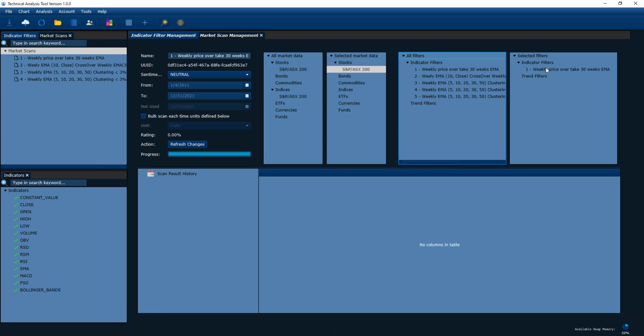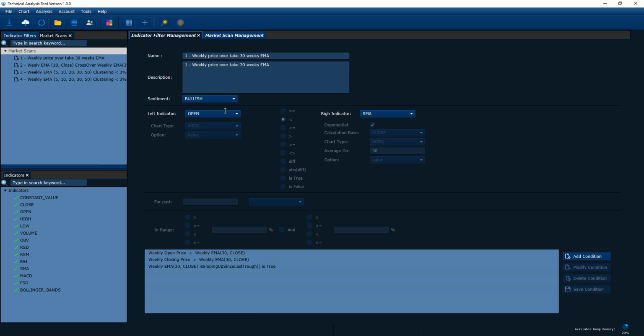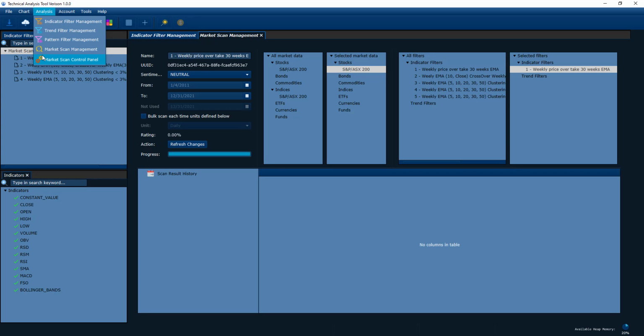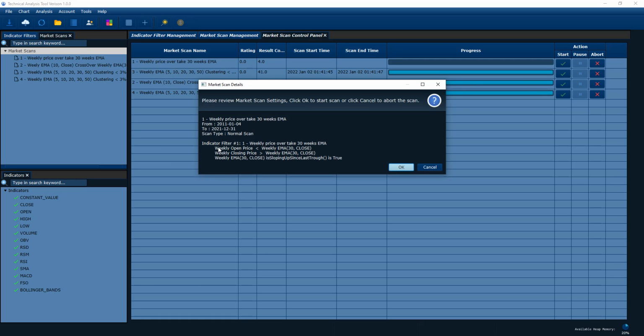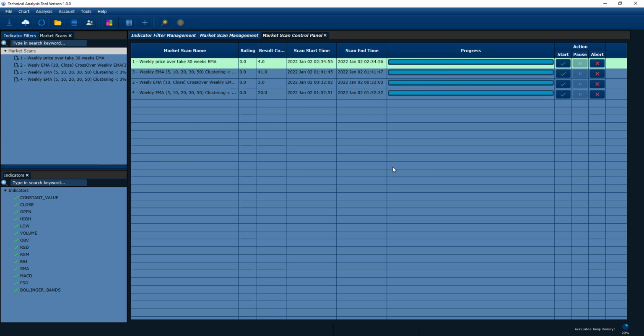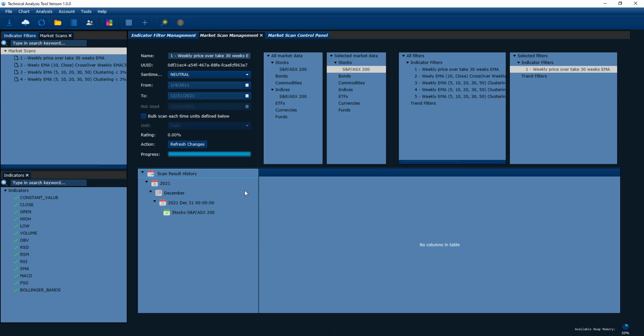The condition I'm using is 1, which is this group. Okay, so let's see what we get. If you're going to run the market scan, you need to open the market scan control panel, which is the last one. If you start it, let's look for the first one. Okay, let's click the start. Review the condition. You have 3 conditions here. All right, and it looks right. Let's just click OK. Yes, we do have 4 results here. And refresh. Let's check the results.